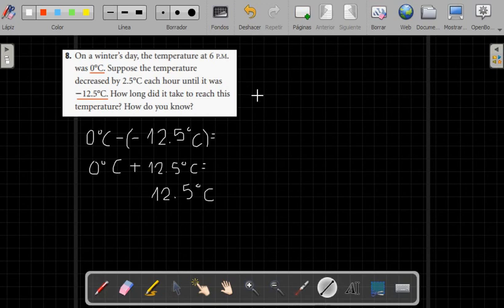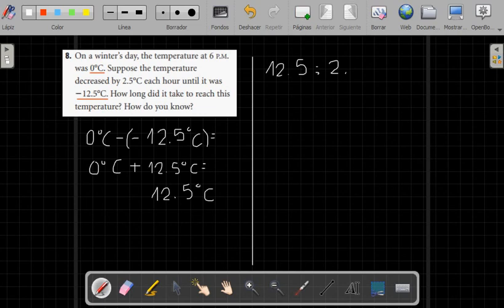What are we going to divide? We're going to divide 12.5 Celsius degrees. Well, let's not write Celsius degrees because it will be a little bit uncomfortable there. Okay, 12.5 divided by 2.5.